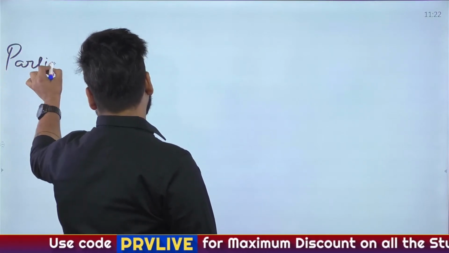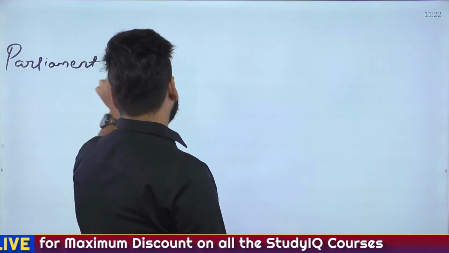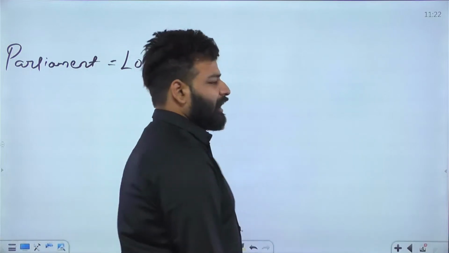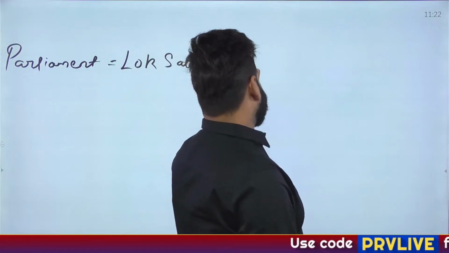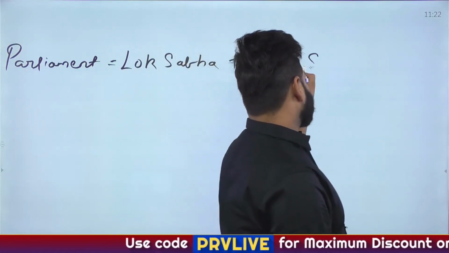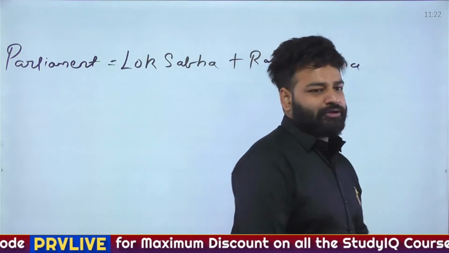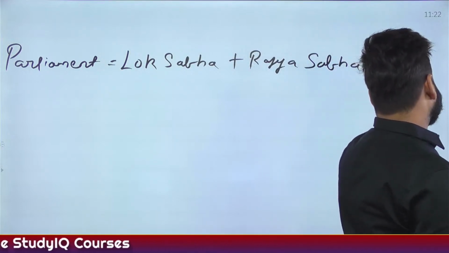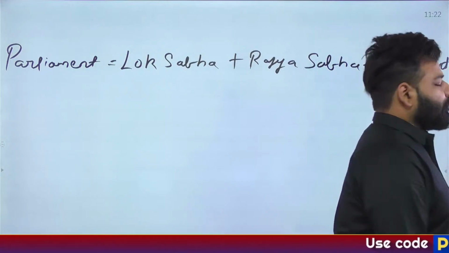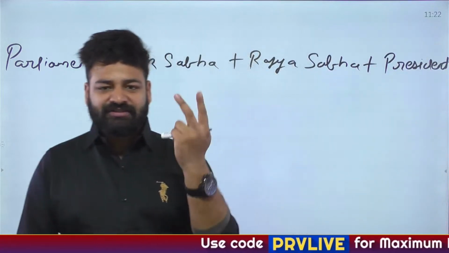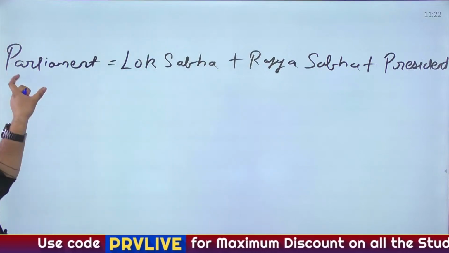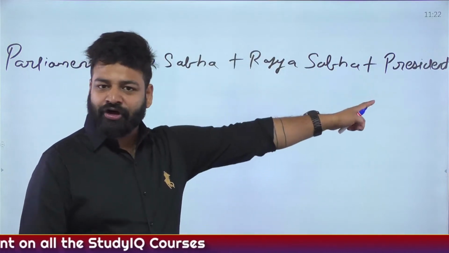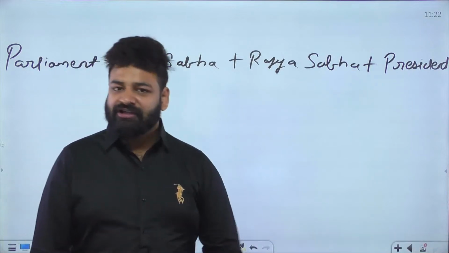Okay, Parliament is equals to what? So it is Lok Sabha as in House of People or the lower house, plus Rajya Sabha, that is upper house or the Council of States, plus the President of India. Okay. So, Lok Sabha plus Rajya Sabha plus President equals to Parliament. So, Parliament comprises of 3 different entities. Okay. And they all 3 together creates what? They create the Parliament of India.